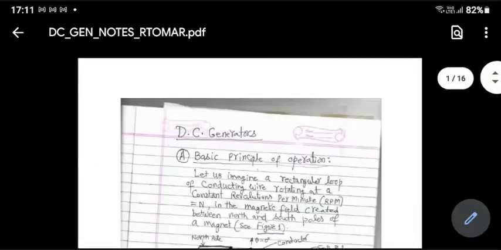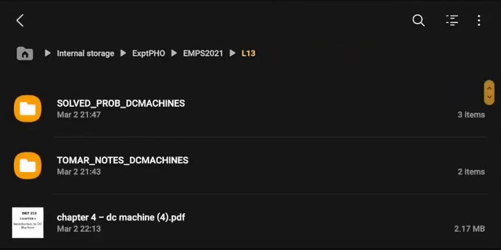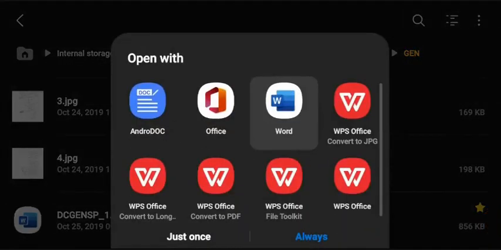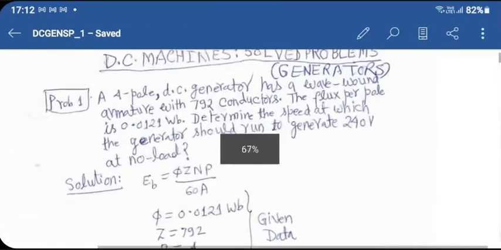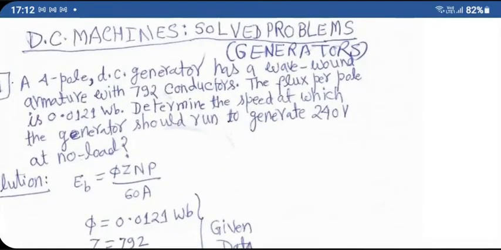Now, one or two numerical problems before we close for today. Simple question. A 4-pole DC generator has a wave wound armature. That means capital A equal to 2. Number of parallel paths equal to 2. If you are not sure, you can go back to my notes once you get them.